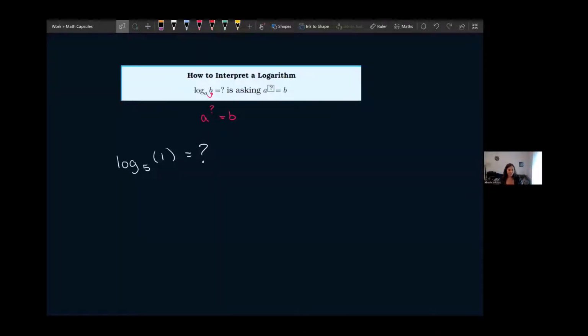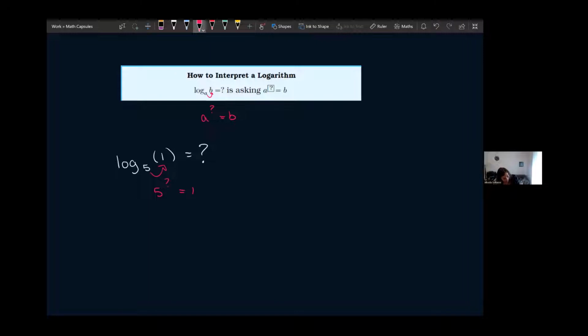Did you think about it? So log base 5 of 1 is asking the question, 5 to the power of what would give me 1? Well, if you know a little bit about exponents, and if you don't, we've got notes and videos about that too, you would know that 5 to the power of 0 is equal to 1, and in fact, anything to the power of 0 is equal to 1.